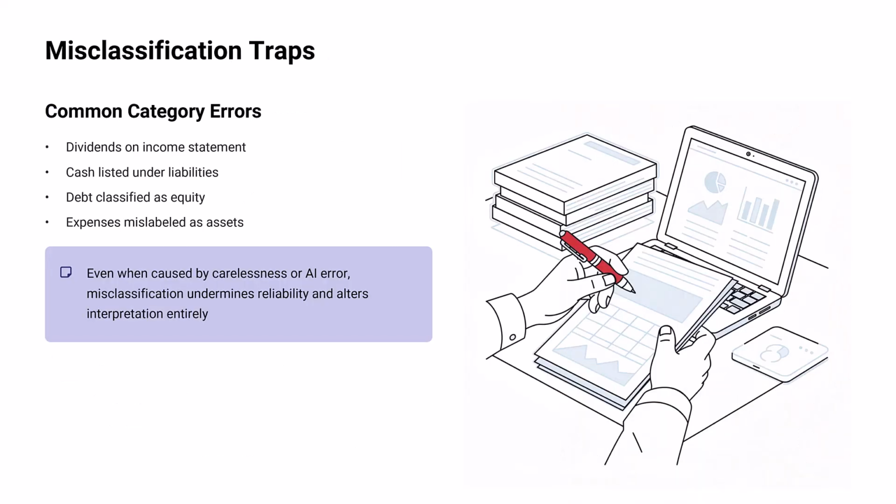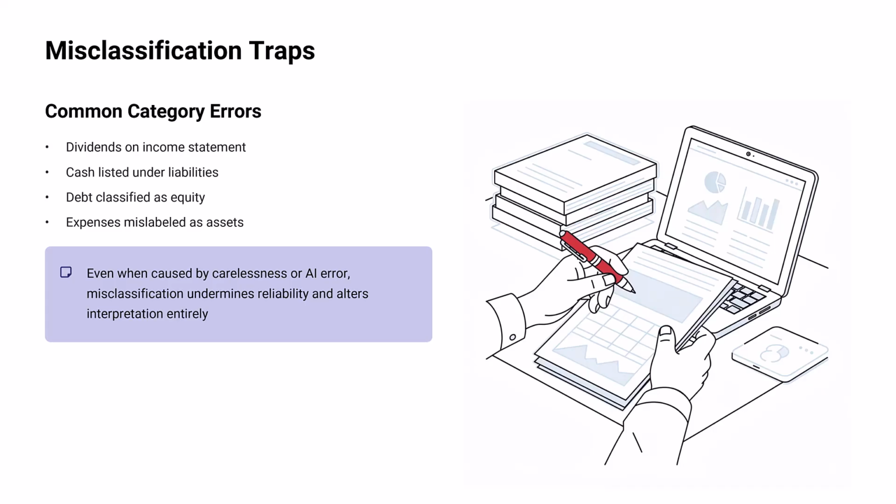Another form of misleading information emerges when items are placed at the wrong location. These are misclassification traps. Common category errors include dividends appearing on the income statement, cash listed under liabilities, debt classified as equity, and expenses mislabeled as assets. Misclassification alters the entire interpretation of financial health because it fundamentally changes what the numbers mean. Even when caused by carelessness or AI error, misclassification introduces confusion and undermines reliability.